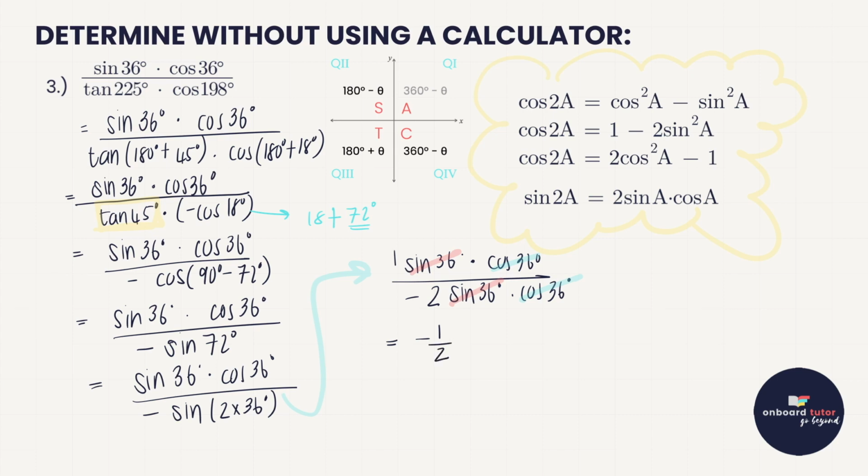So there we've taken our knowledge of reductions and the CAST rule. We've combined some special angle knowledge there. And then we saw how we can use these double angles to simplify.